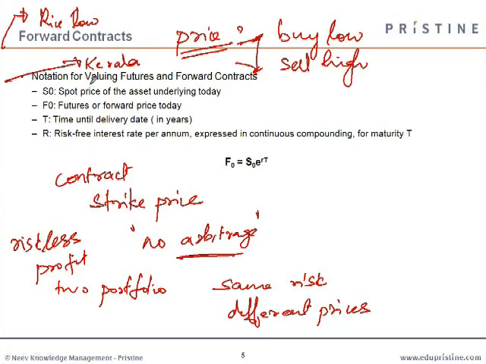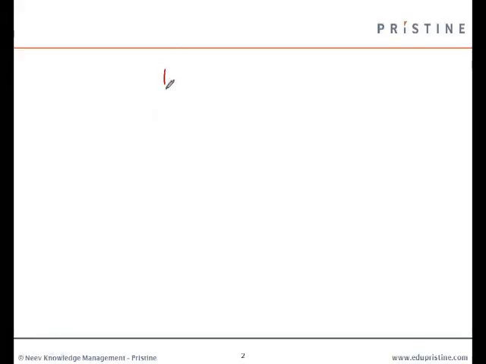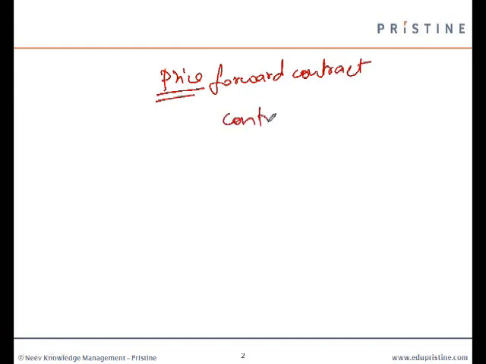Now, based on that, we're trying to look at the concept of how you value a forward contract. That is, how do you price a forward contract so that there is no arbitrage? When I say I want to price a forward contract, I'm asking what should be the appropriate contract price, what should be the appropriate strike price?